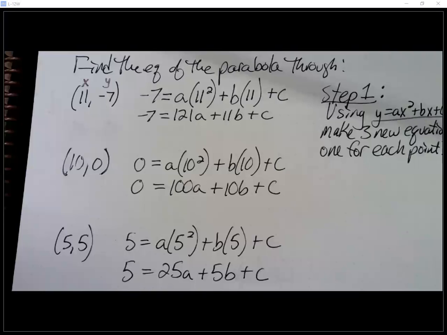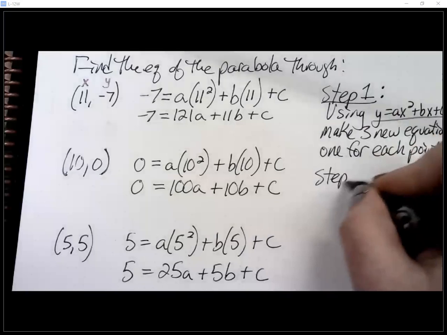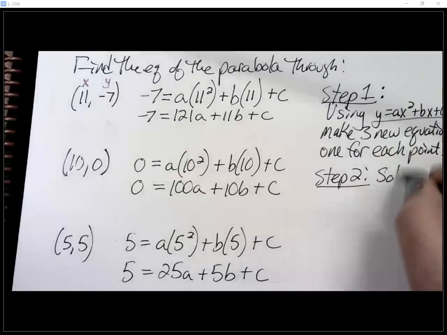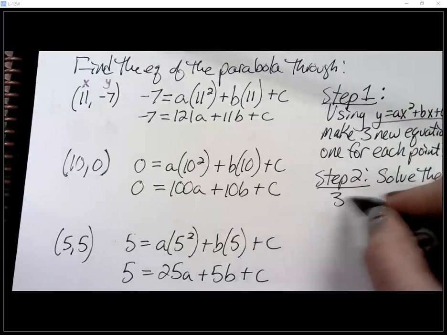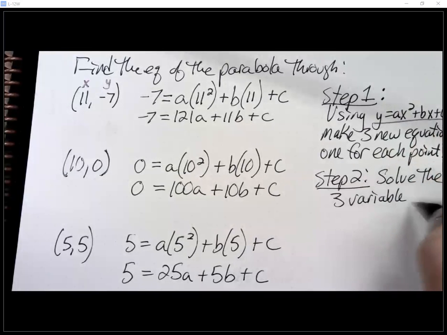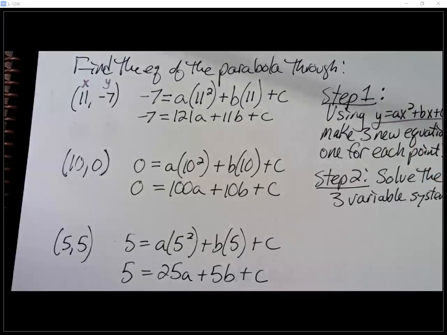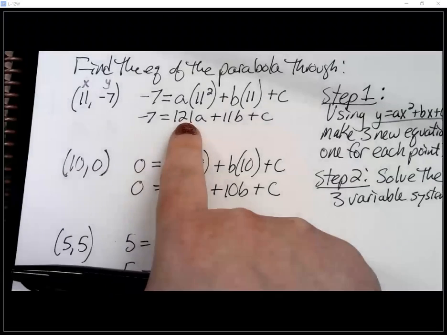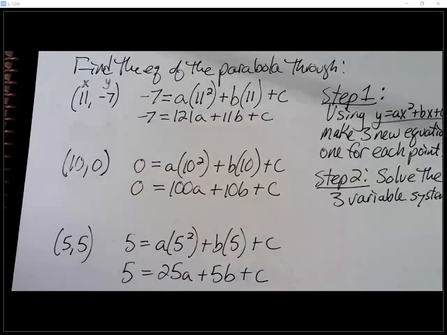So step 2, we are going to solve the 3 variable system. It's easiest to do this by elimination. So if you remember how to solve by elimination, just think of a 2 variable system. You want to get a pair of opposites. So for example, I have a positive 121a. I'd love if there was a negative 121a somewhere. There isn't, but if there was an easy way for me to get that, I could multiply.